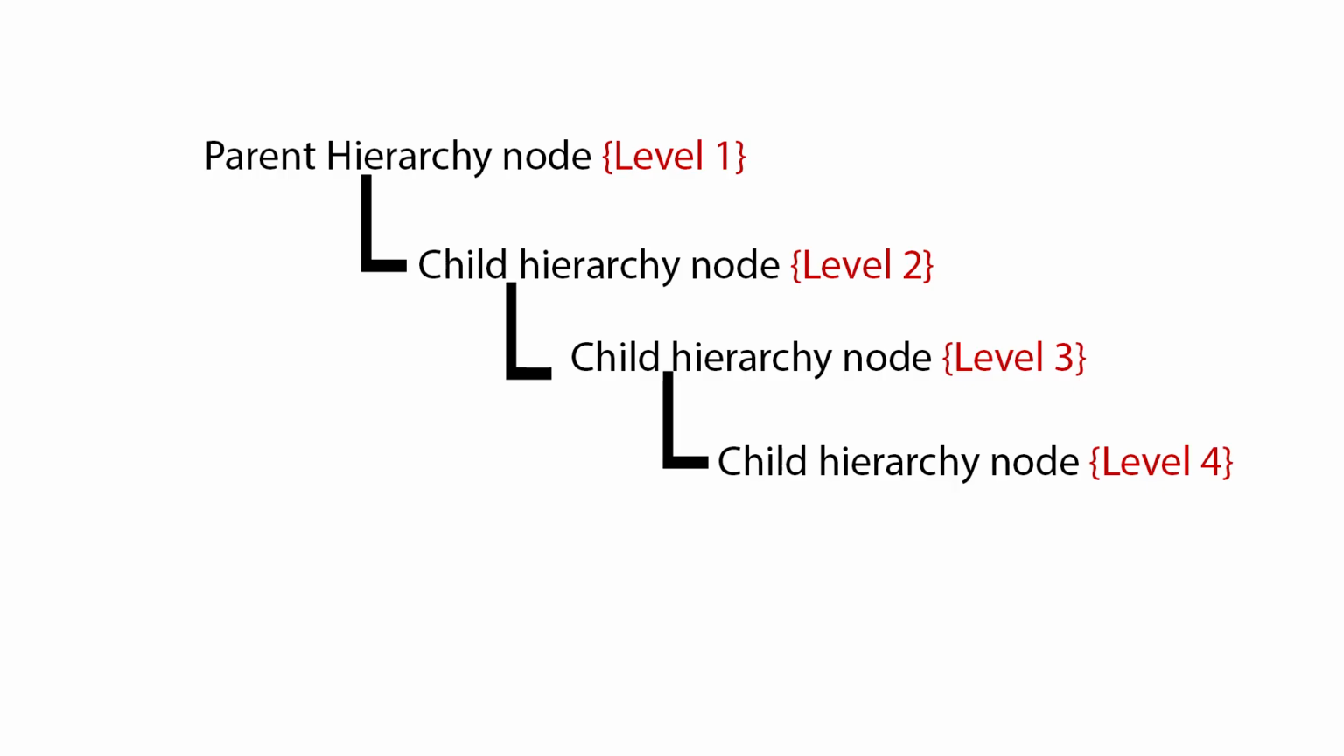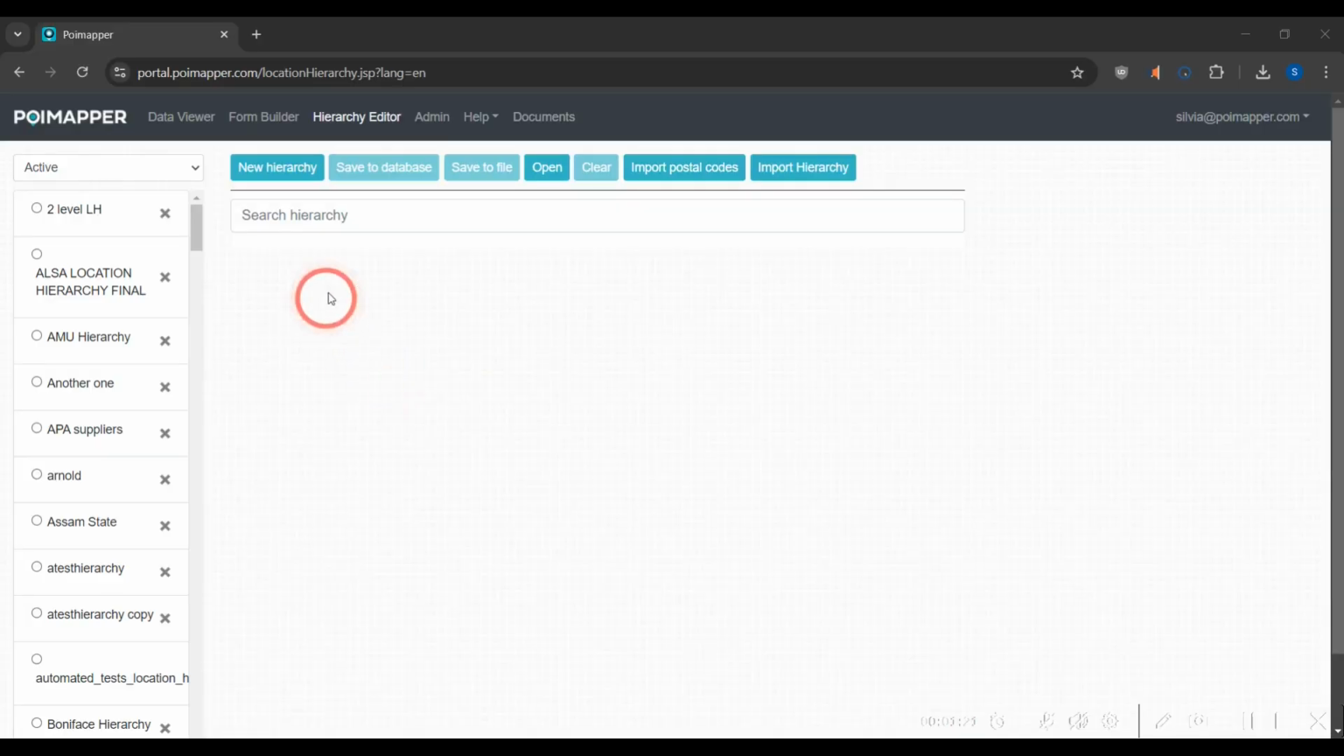The Hierarchy Editor allows a user to create a hierarchy containing a maximum of 4 levels. These 4 levels usually correspond to the administrative hierarchy of an area. To create a new hierarchy, click on the New Hierarchy button.